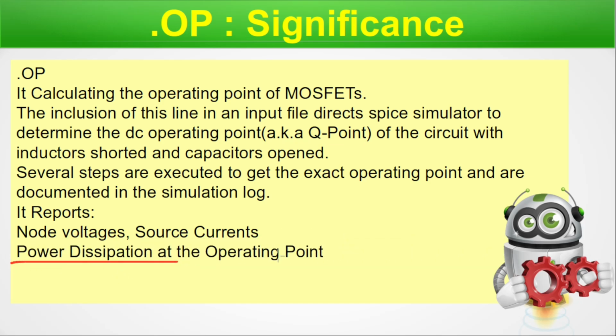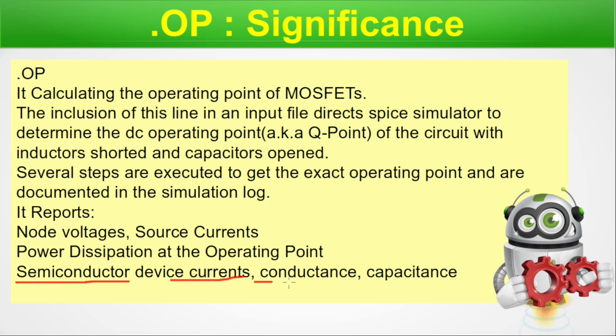Next, power dissipation at the operating point. So we have an operating point, right? It's a DC point and we calculate the power dissipation happening everywhere in the circuit, in all the nodes. Semiconductor device currents, conductance, capacitance, that means all the circuit element factors that are going to take part in the upcoming analysis, which might be a DC, an AC, or a transient or any other kind of analysis. So those are pre-calculated using the .op statement.